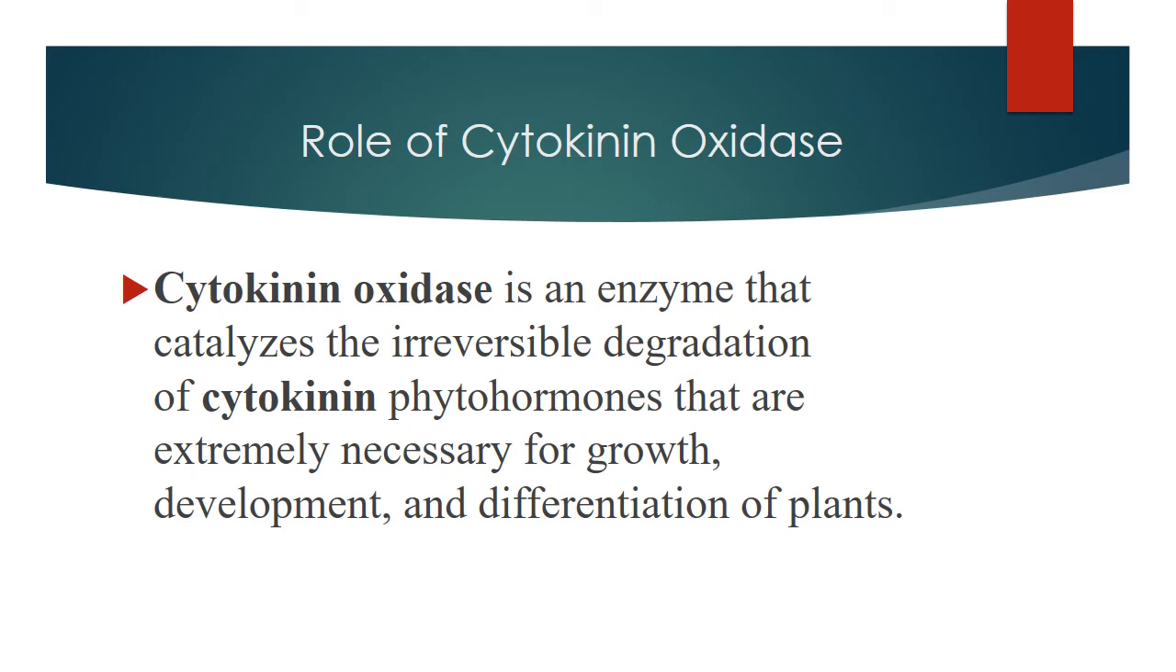A major route for removal of exogenously supplied cytokinins in many tissues is oxidation by the enzyme cytokinin oxidase, and it is an enzyme that catalyzes the irreversible degradation of cytokinin phytohormones that are extremely necessary for growth, development, and differentiation of plants. Now, this cytokinin oxidase, which is partially purified from tobacco tissue, maize seed, and corn gall disease, cleaves the isopentenyl side chain from either the zeatin or isopentenyl adenine or their ribosyl derivatives.